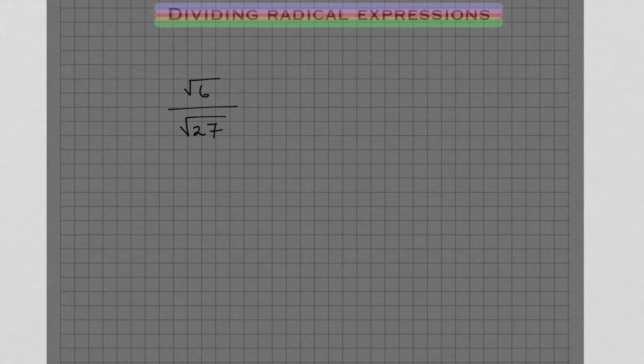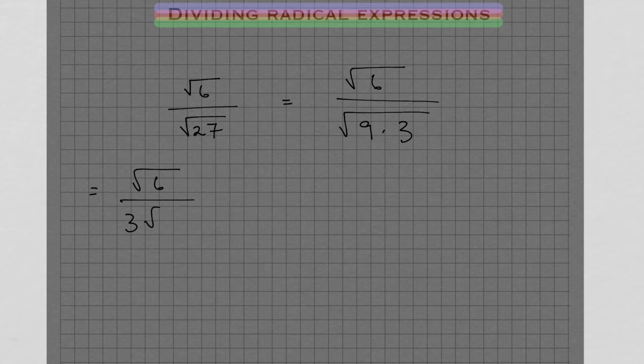This one may be a little bit more challenging. Here we have the square root of 6 divided by the square root of 27. What we're going to do is rewrite that as the square root of 6 divided by the square root of 9 times 3. What that does is allow us to take this 9 out. As long as they're being multiplied together, you could take out the square root of 9. So we get the square root of 6 divided by 3 times the square root of 3.